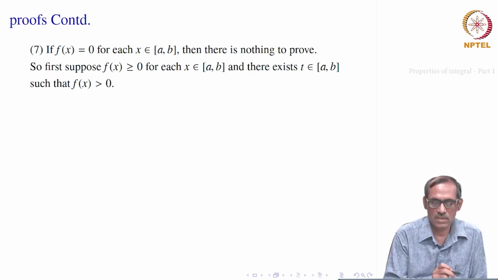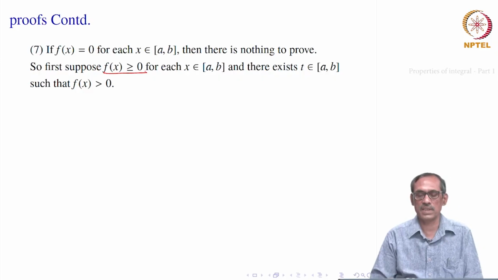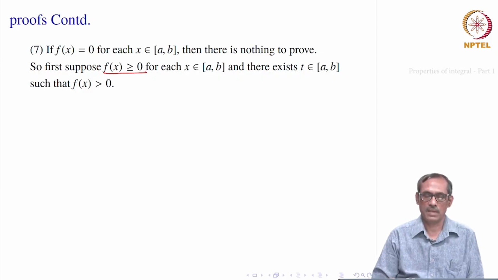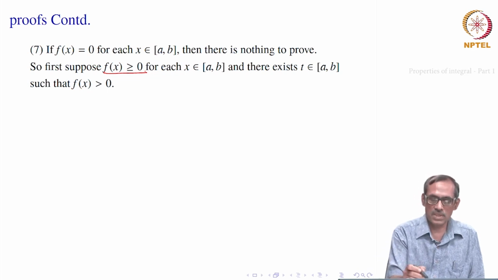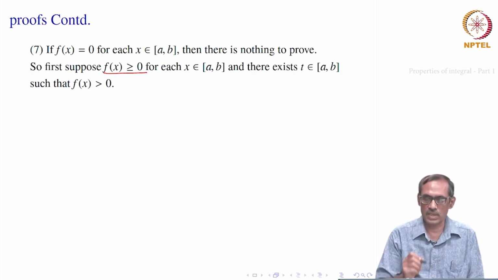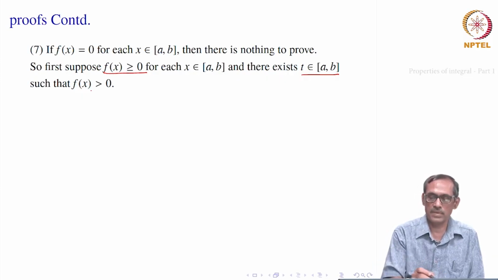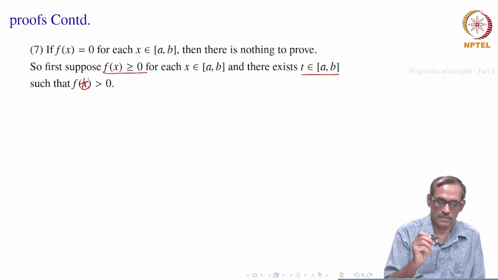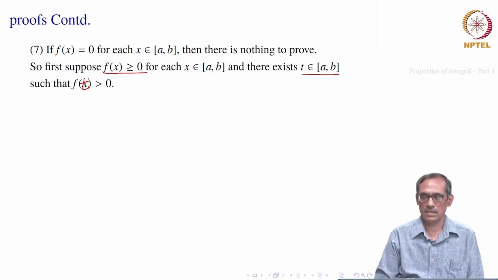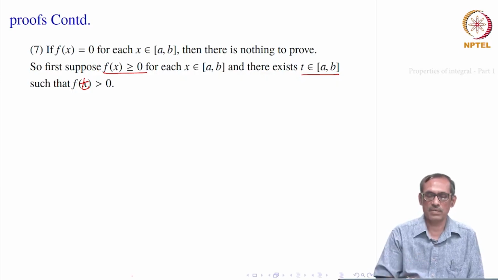So, assume that it is not equal to 0, that is, say f of x is greater than or equal to 0 for each x in [a, b]. A similar proof will go for f of x less than or equal to 0. But since we say that f of x is not equal to 0 for every x, there exists at least one point t inside the interval [a, b], where f of t is bigger than 0, right. Because this is not the zero function, but it is greater than or equal to 0, there is at least one point where its value is positive.